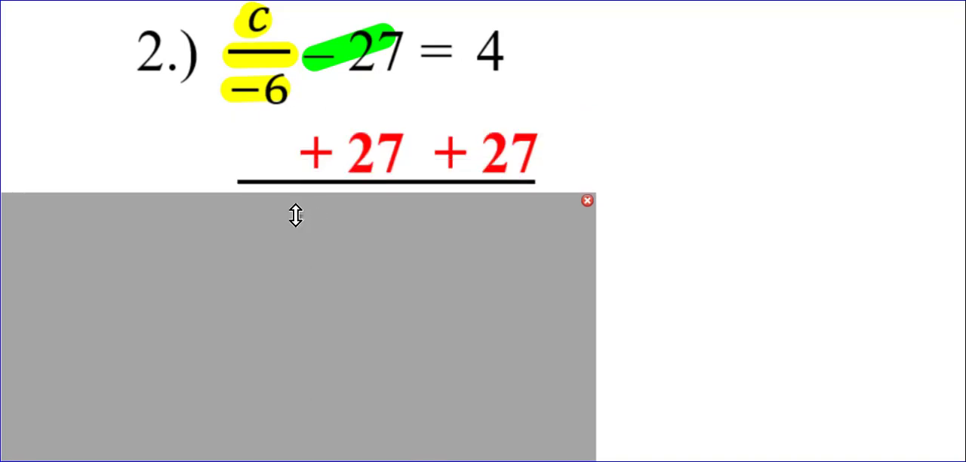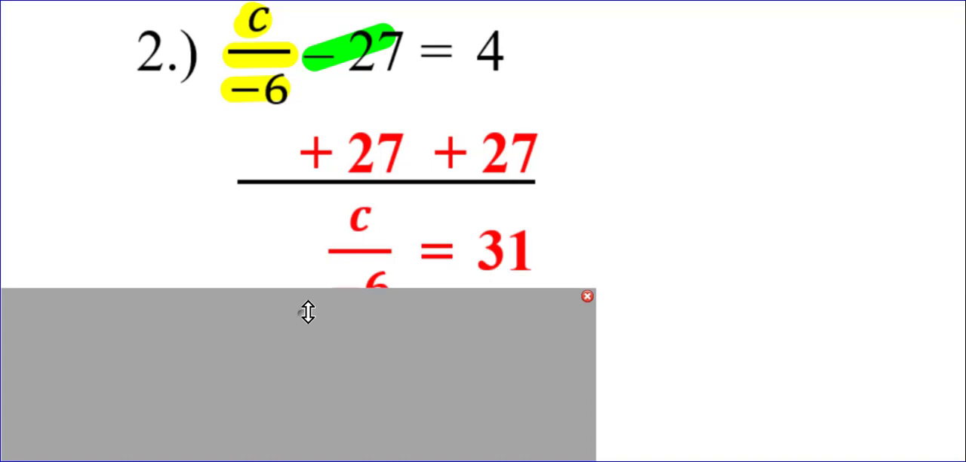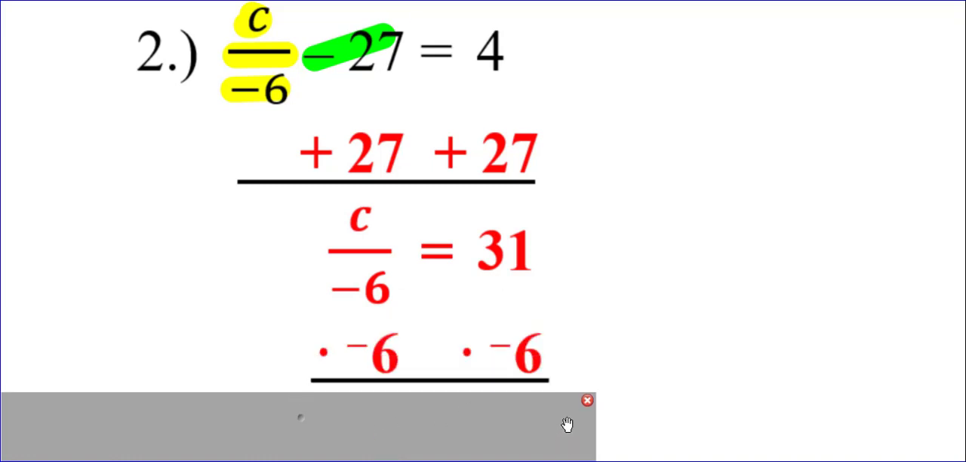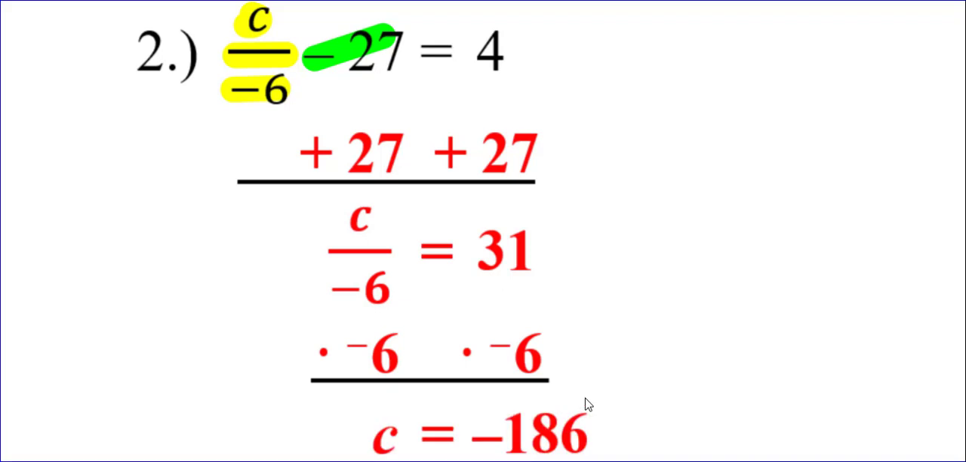Do it on both sides. Work down. You will get 31. Bring down that c over negative 6. That negative 6 does not disappear because we haven't done the inverse of it yet. Now we will. The inverse of dividing by negative 6 is multiplying by negative 6. Do it on both sides. Work down. You will get negative 186.